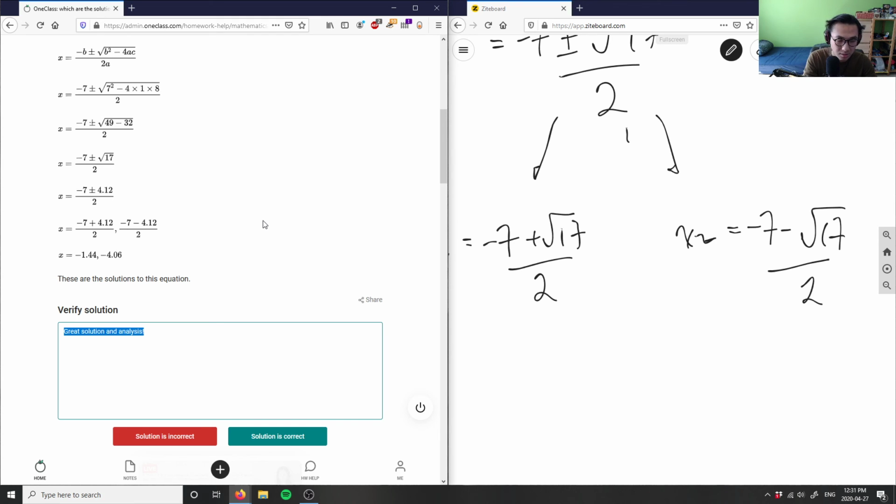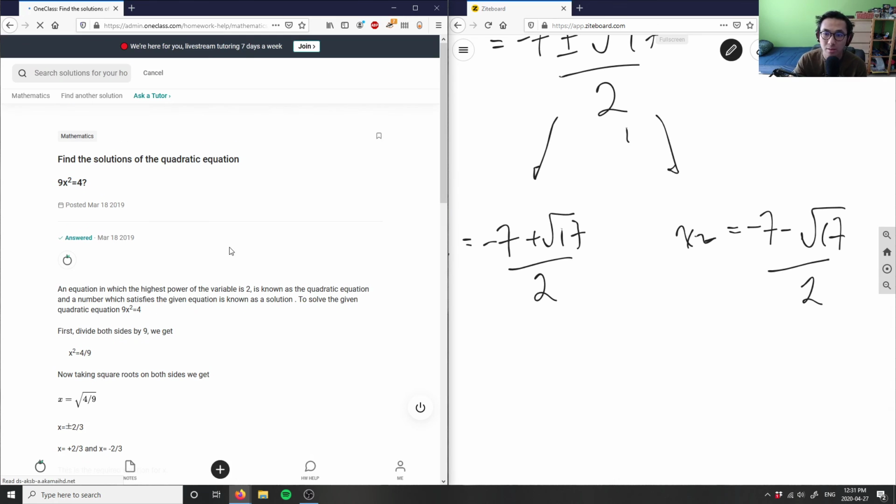So I'm going to say the solution is incorrect. It is correct up to the last step. X should equal -1.44, and it should equal basically -7 minus root 17 over 2, which would be -5.56. Great analysis though. The correct answer is -1.44 and -5.56. The solution here is incorrect.